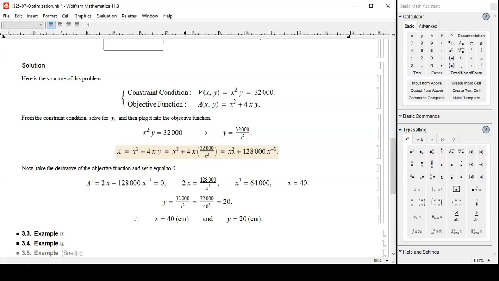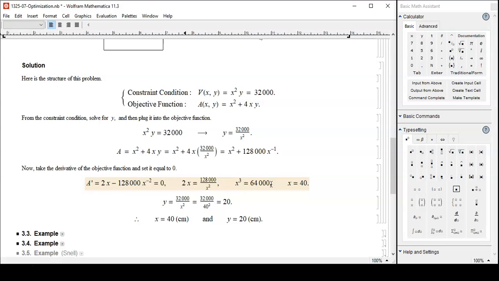Now take the derivative. x squared became 2x, and this became negative 128,000 x to the negative second power. That's the derivative computation: multiply by the power and subtract 1 from the power. So this is equal to 0, so solve it. Flip this one to the other side: 2x is equal to 128,000 over x squared. I could have used the negative second power too if I wanted. Anyway, let's solve it.